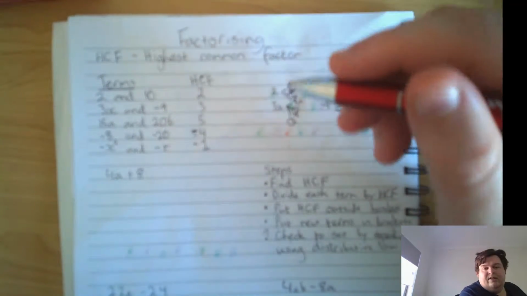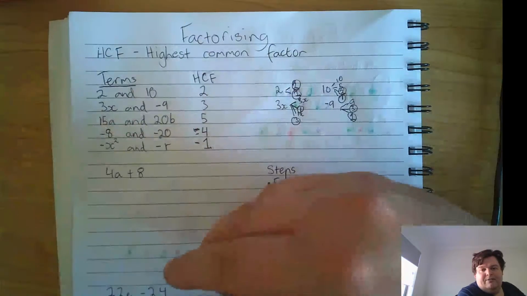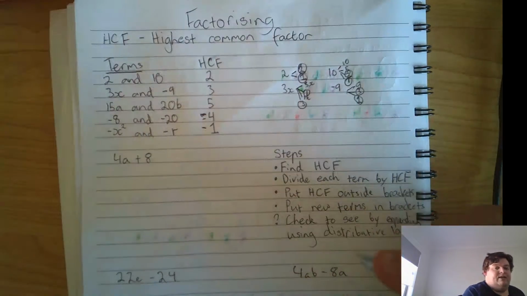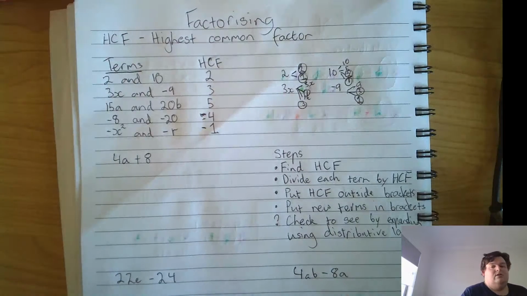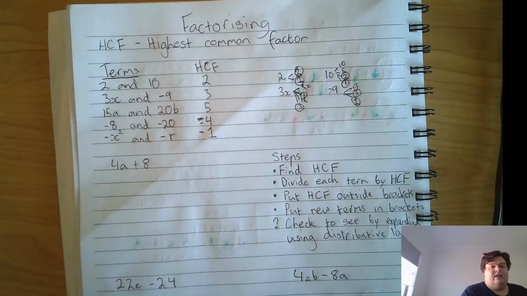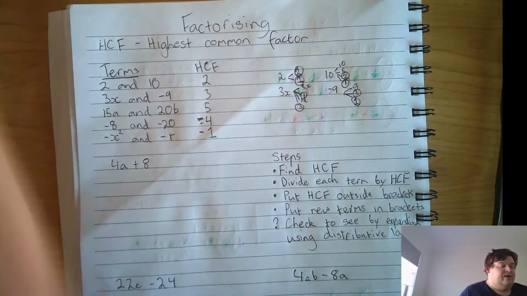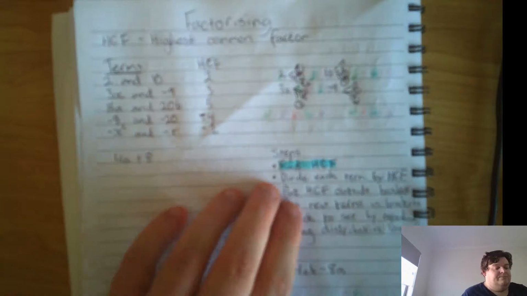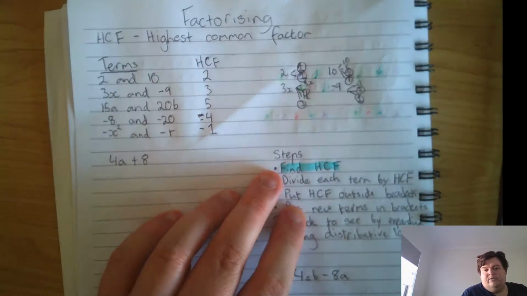So let's actually look into a couple of examples and get used to this, all right? Let's look at 4a plus 8, and there are some steps along the way that I'm going to show you. I'm going to highlight them as I go, so you can get an idea of what I'm doing when. So first step, find the highest common factor.